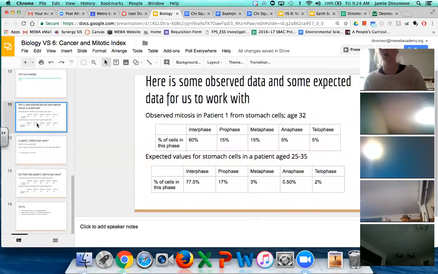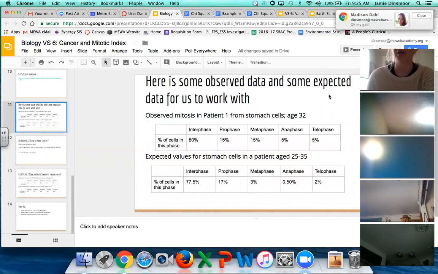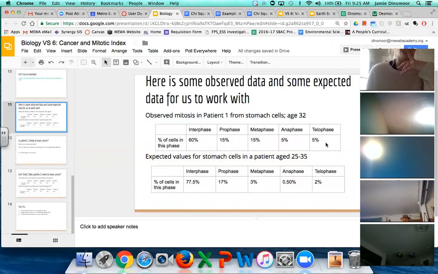Okay, so we have our patient and we have our expected values. Right now, these are not real. I made these up because I don't know what the expected values are specifically for this exact situation, but that is fine. I did percentages here, which is something you could easily find if you knew, say, 20 cells out of 100 were in interphase, you can calculate the percent. So I did that part already for you guys.